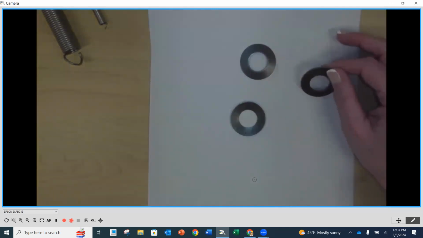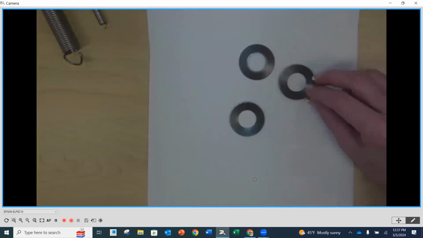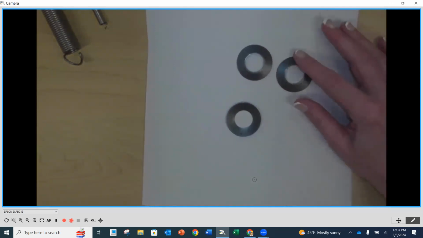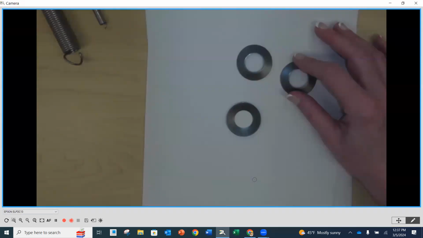And I imagine these can be made out of all different types of materials, just like springs can. Yeah, most commonly a high strength steel. High strength steel. Okay. Cool. Any other questions? All right, cool. Thank you.